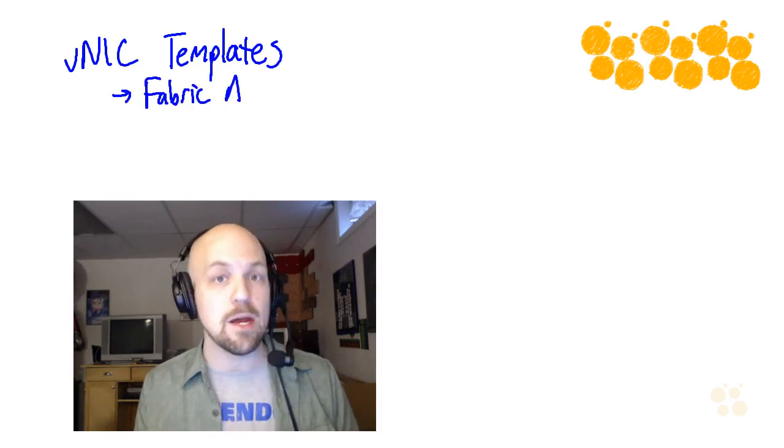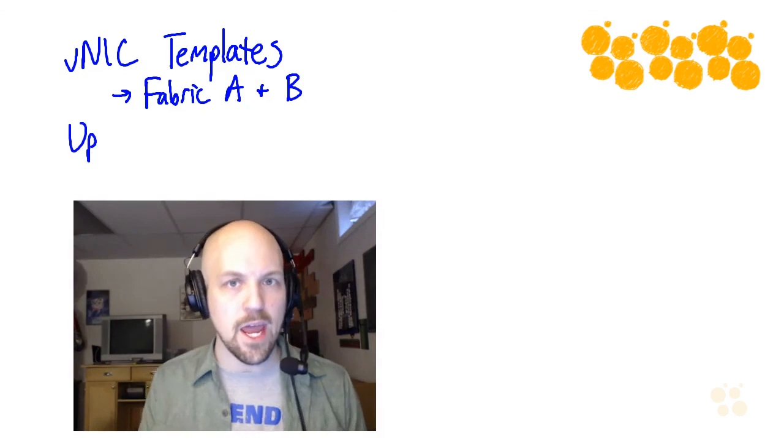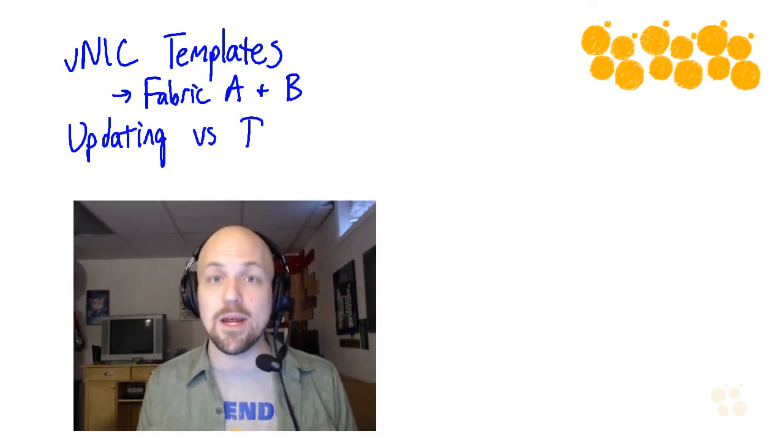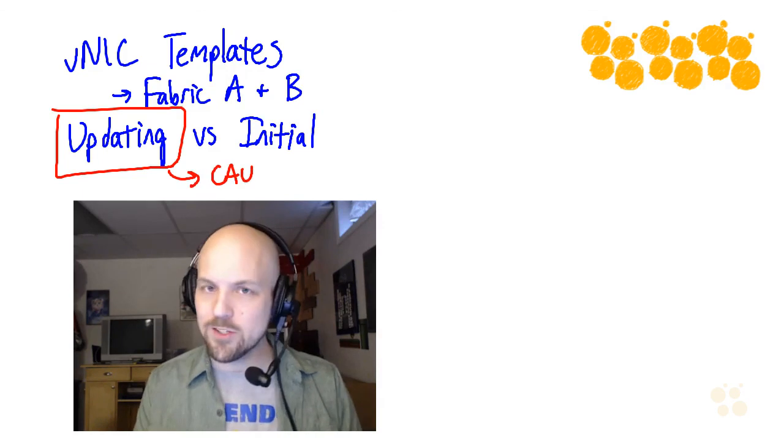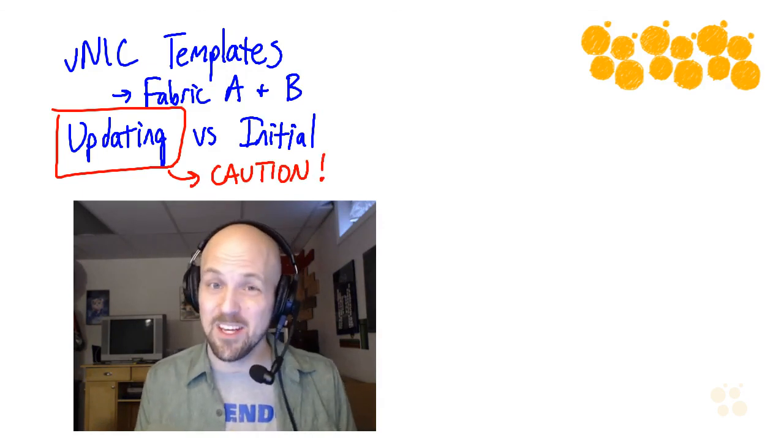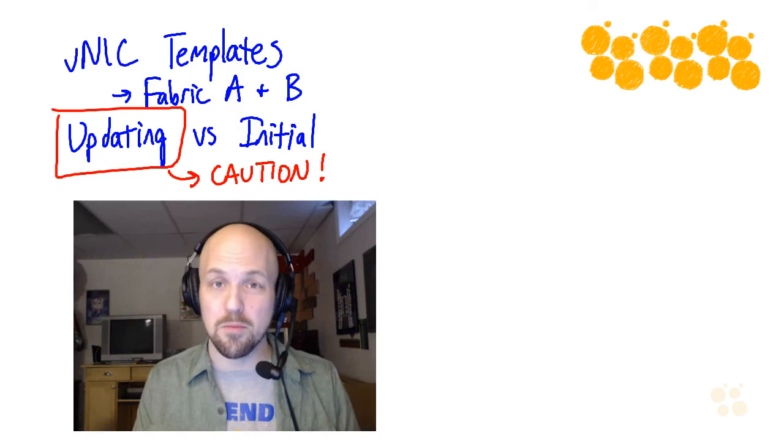vNIC templates are designed to improve our manageability of the environment. First of all, they can help us spin up multiple vNICs, and keep in mind we usually need a vNIC template for Fabric A and Fabric B. Second, updating templates allow us to manage an environment with a large number of vNICs, but we do have to use it cautiously because we can accidentally use an updating template to cause problems in the infrastructure.